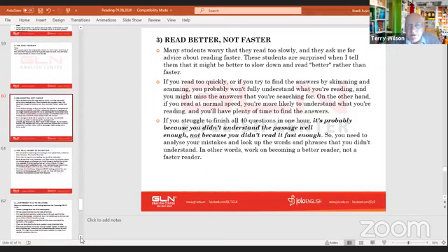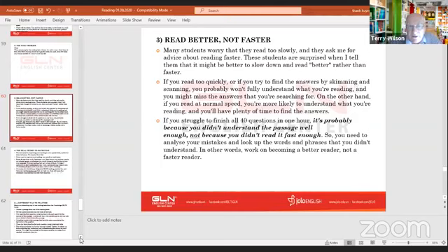If you read too quickly, or if you find the answers by skimming and scanning, you probably won't fully understand what you're reading, and you might miss the answers that you're searching for. On the other hand, if you read at normal speed, you're more likely to understand what you're reading, and you'll have plenty of time to find the answers.